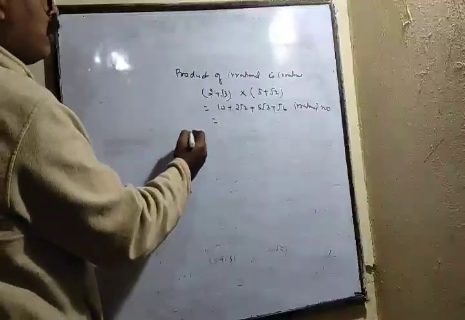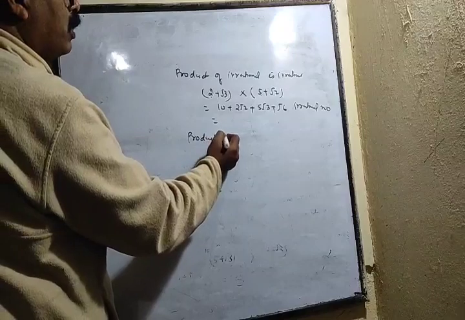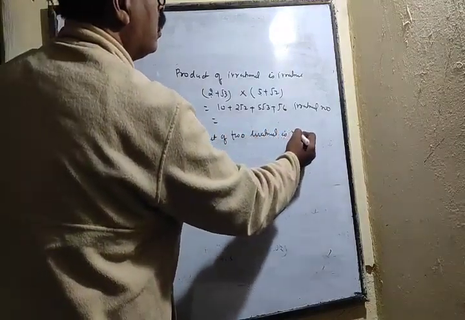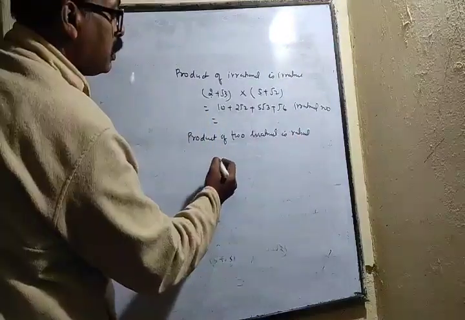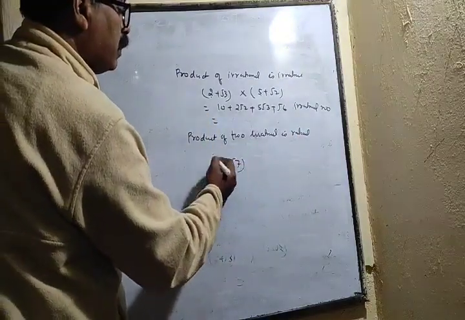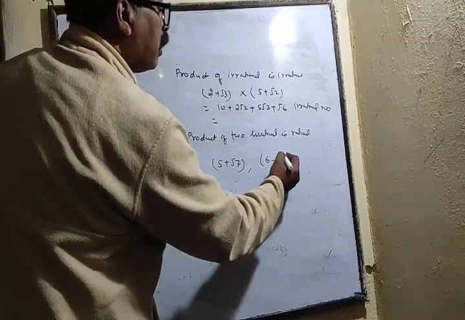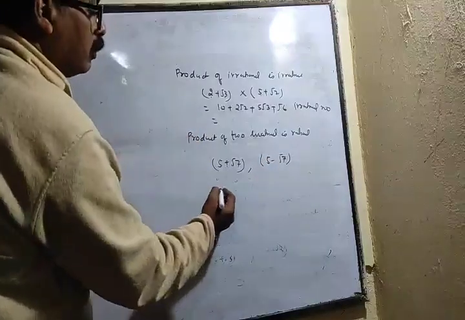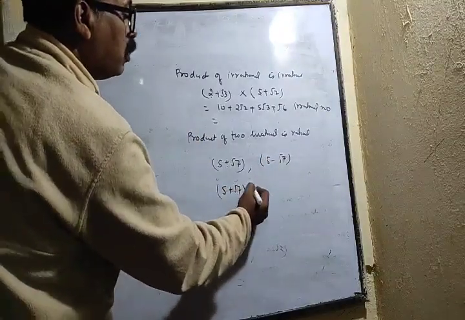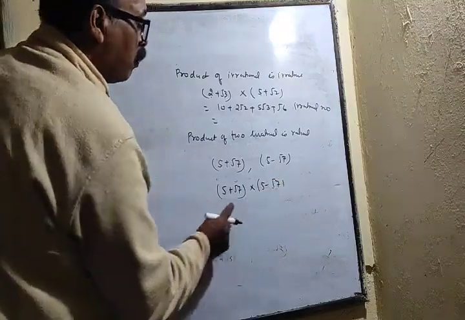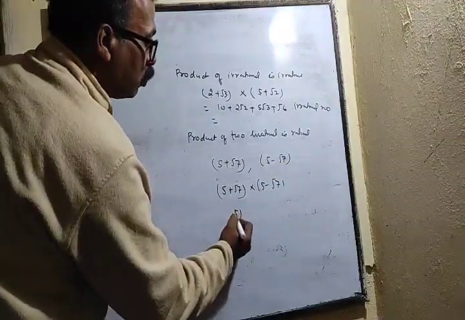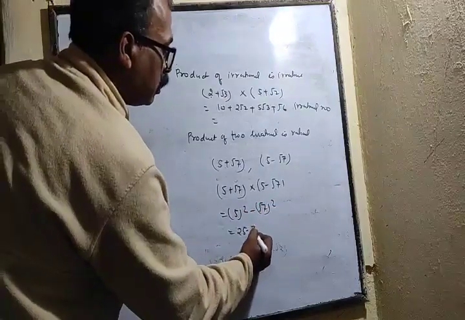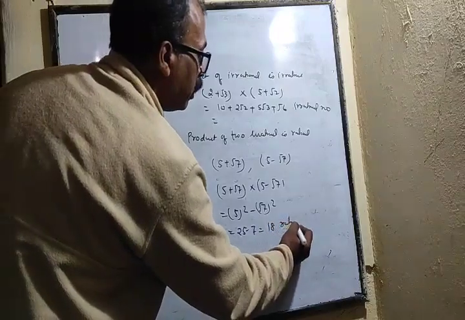Consider you have to find out an example where the product is rational. Product of two irrational numbers is rational. So consider the first one as 5 plus root 7 and the second as 5 minus root 7. If we multiply 5 plus root 7 by 5 minus root 7, the form is (a plus b)(a minus b). So it will be a square minus b square. So it will be 25 minus 7, that is equal to 18. It will be a rational number.